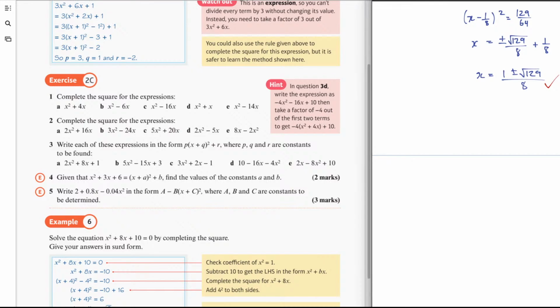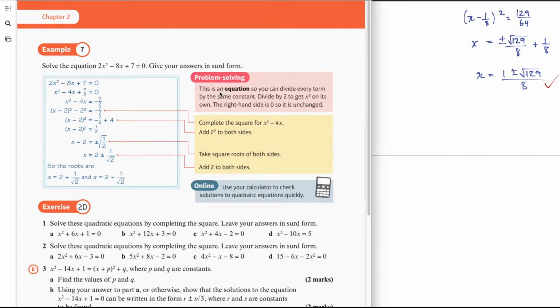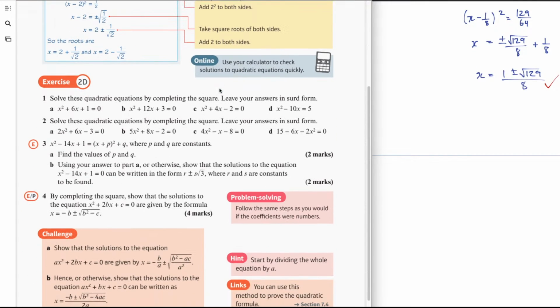Let's do a few more completing the square problems. I'm on the wrong page. We're up to here. These are exam style questions.